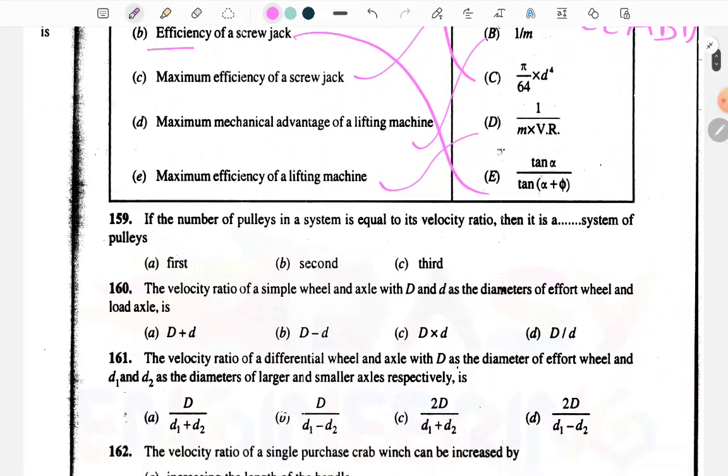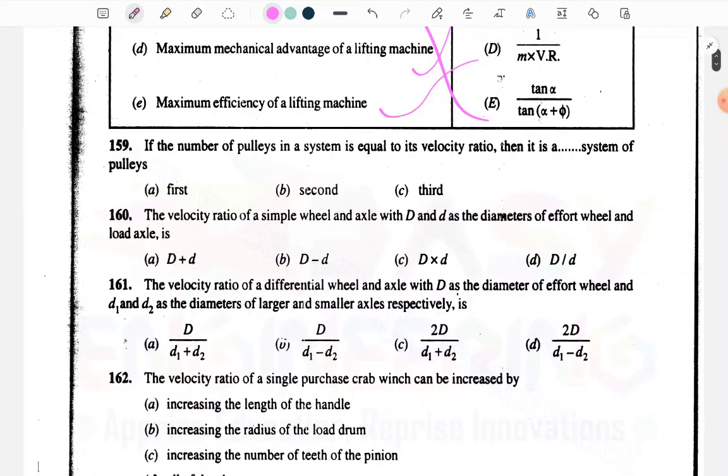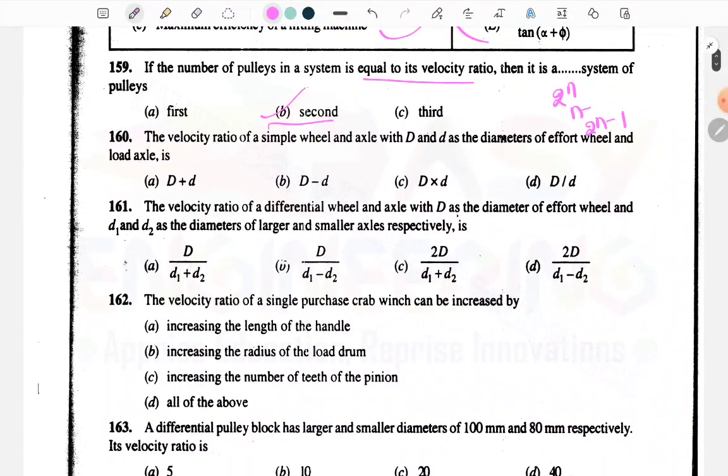Next, if the number of pulleys in a system is equal to its velocity ratio, then it is a dash system of pulleys. This is the second pulley mark. We already know the first system is 2 to the power of n, and 2 to the power of n minus 1 is the third. n means the number of pulleys, so that is equal to the velocity ratio. Velocity ratio of a simple wheel and axle with capital D and small d as the diameters of the effort wheel and the load wheel is, I said normally, 2D by capital D minus small d. So always it will be in ratio form.